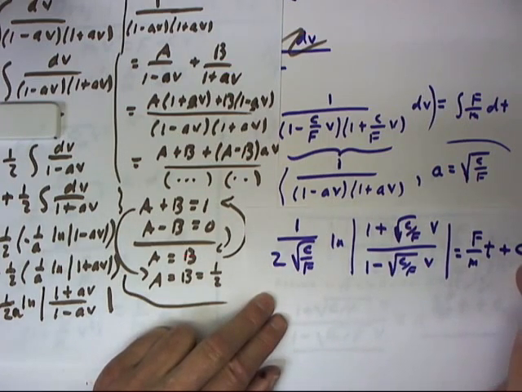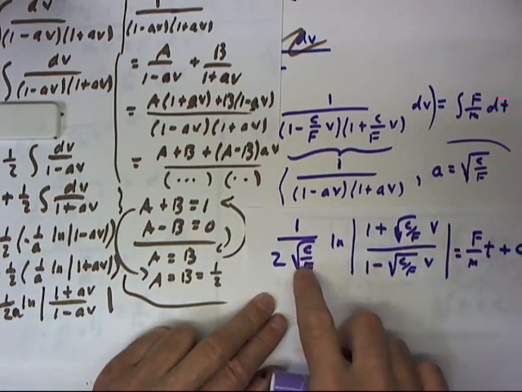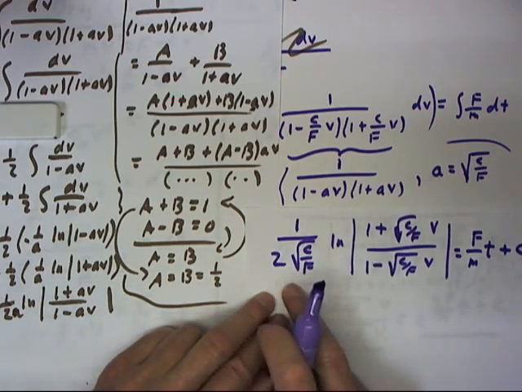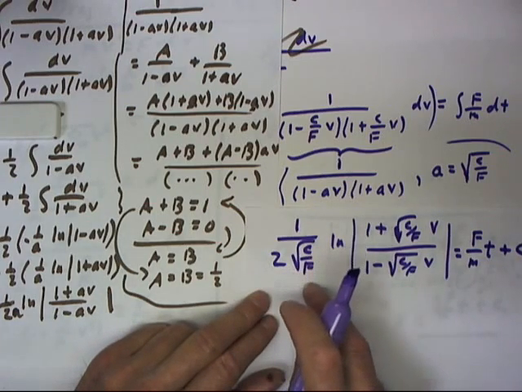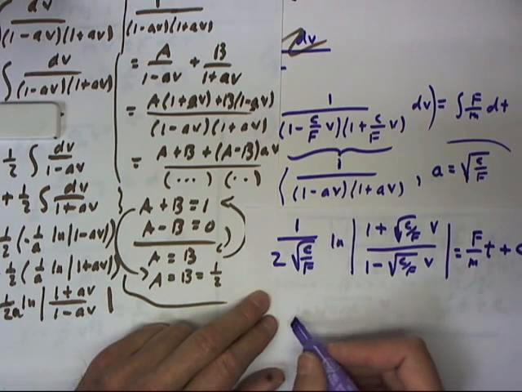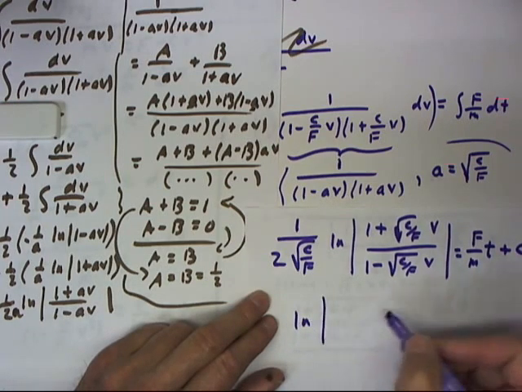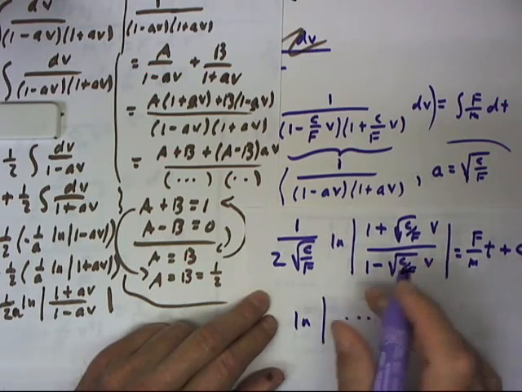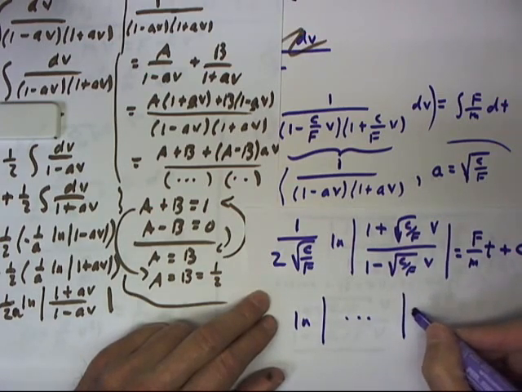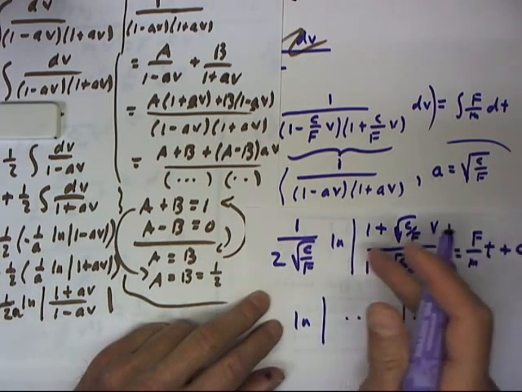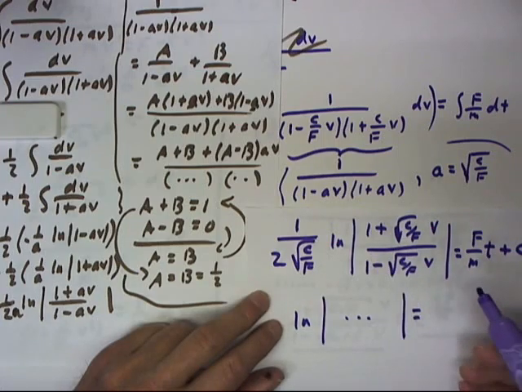Previously I also wrote this as c, which would make it look like it was the same as this c, and that's not the case. Now if I multiply both sides by 2 square root of c over f, we're going to get natural log of the absolute value of this expression. I'm not going to write that expression down in this step. But we're going to get 2 times what? f divided by the square root of f.